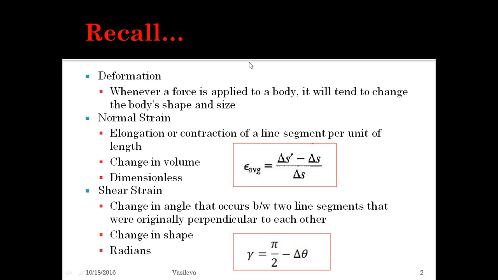So if we look at the equation for average normal strain, we have the new length minus the original length divided by the original length. So it's length over length, so it's dimensionless.